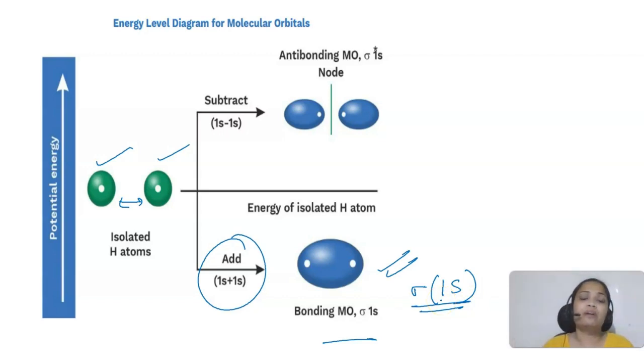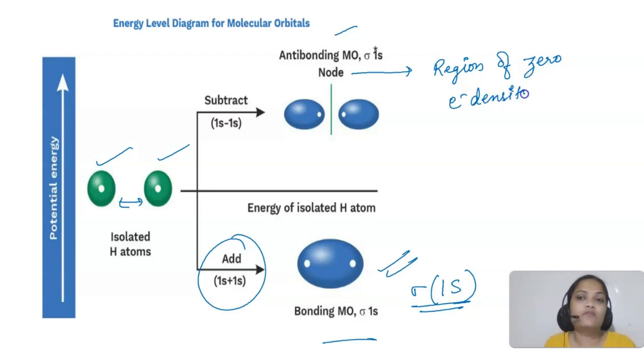But when it is subtracted, in the anti-bonding orbital you will have a node also. Do you know what a node is? We studied it when we studied quantum numbers. It's a region of zero electron density, so at this position there will be no electron density, and that will be the node. You can see here, because this is your anti-bonding molecular orbital, this is sigma star 1s, meaning sigma 1s anti-bonding molecular orbital.